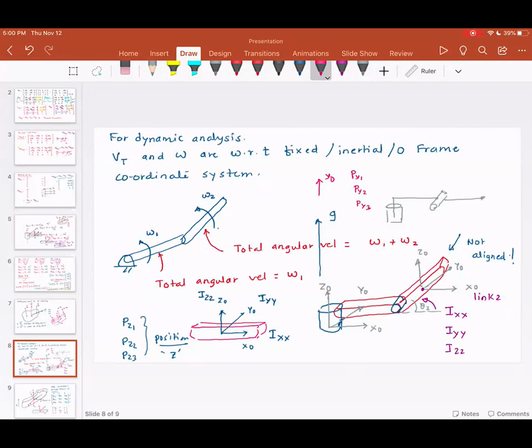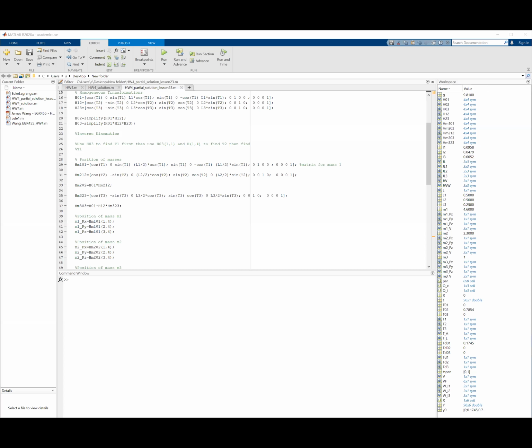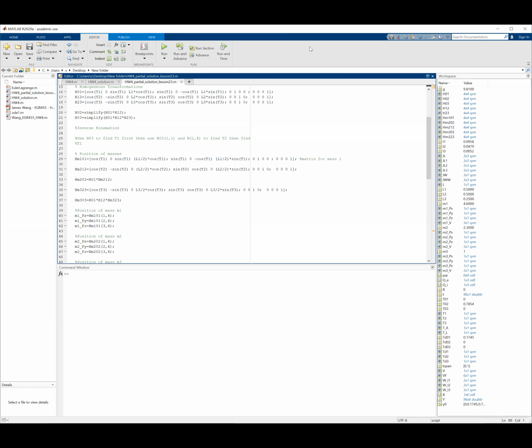Now I'm going to share my MATLAB screen, and we will go back to the code that we are working on. So now you should be seeing my MATLAB screen.